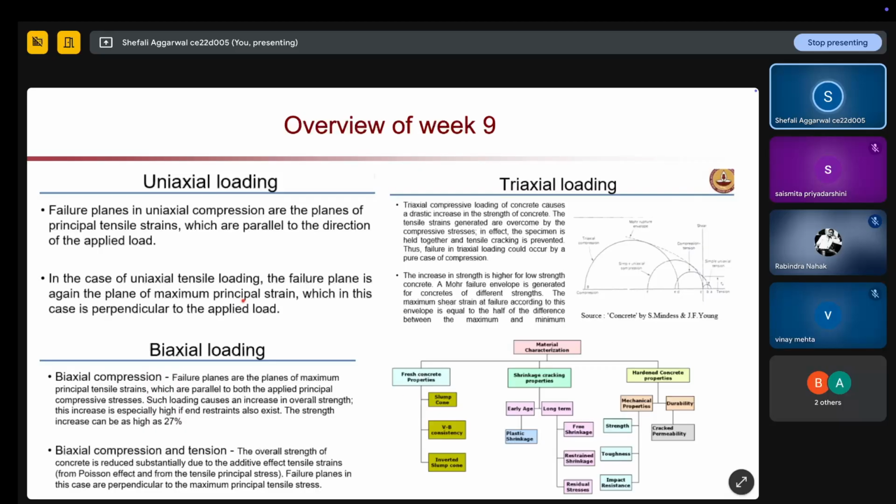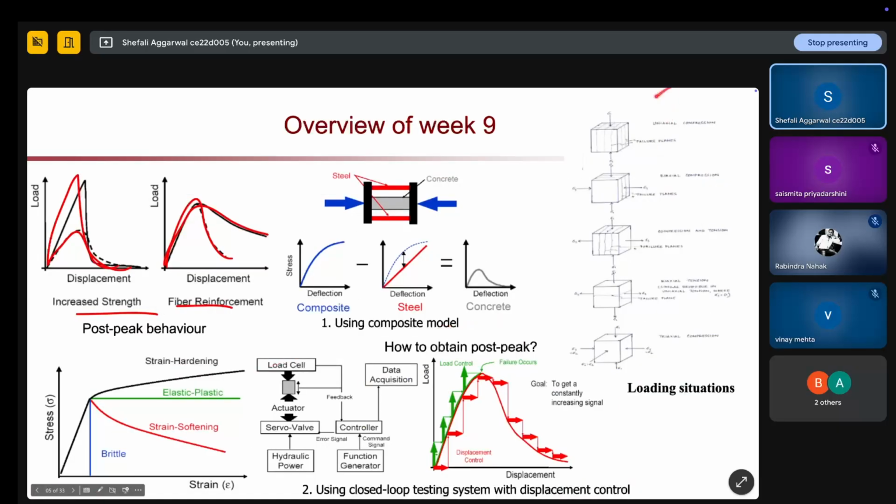In the case of uniaxial tensile loading, that was compression. In case of tensile loading, your failure plane is against the plane of maximum principal strain, which is perpendicular to the applied load. So if it is in compression, your failure plane will be in this direction. If it is in tension, your failure plane will be in this direction. So in the case of tension, your failure plane will be perpendicular to the direction of loading.